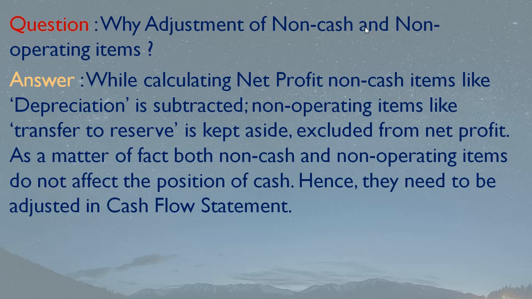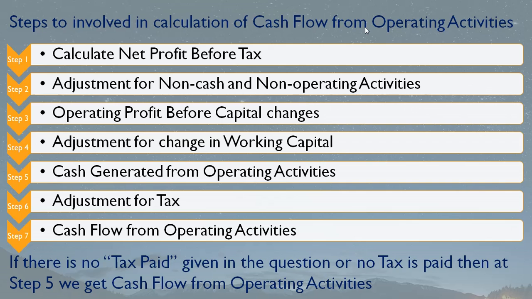Now the question, why adjustment for non-cash and non-operating items or activities? Why do we have to do that? Why? Because in this step number 2 here, there is the adjustment for non-cash and non-operating activities. So why are we doing this?